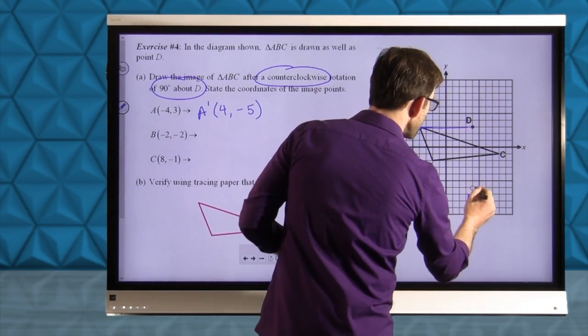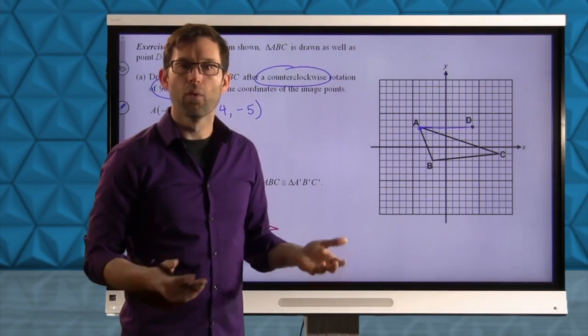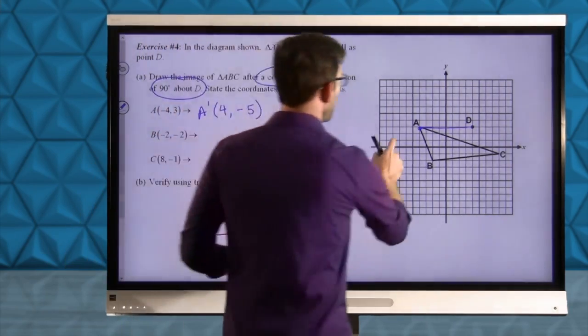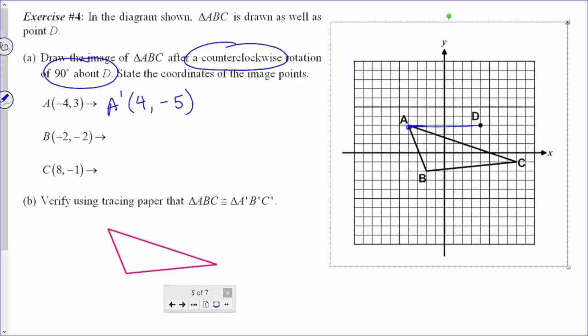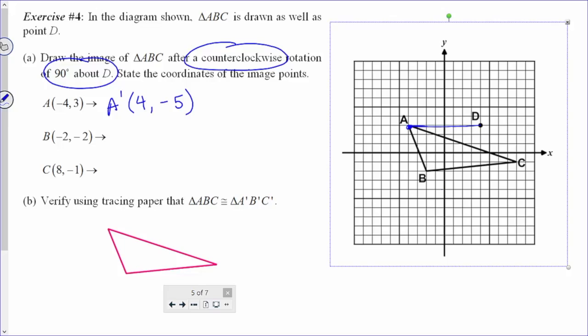For right now, I'm going to erase A prime because I don't want to have to regroup it. But let's just take a look for a minute where point B goes. All right, let me rotate this. Whoops, try one more time. Come on. There, thank you.